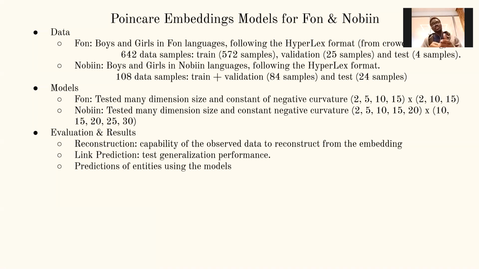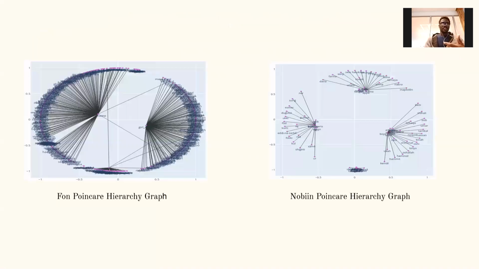For the reconstruction, the lower, the better, I think. And then we perform predictions on words or on entity names, mainly using those word embeddings. Here we have the hierarchy graph of the Fon Poincaré model and the Nobiin Poincaré model.